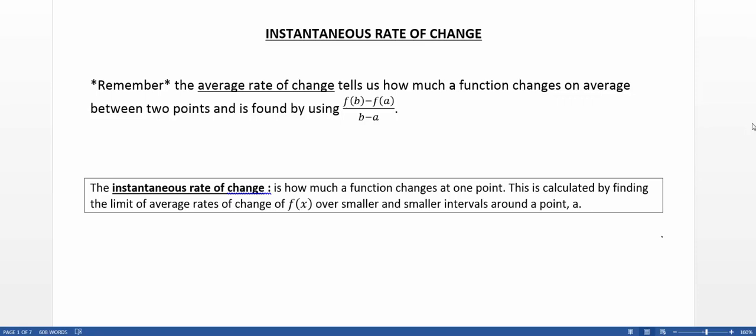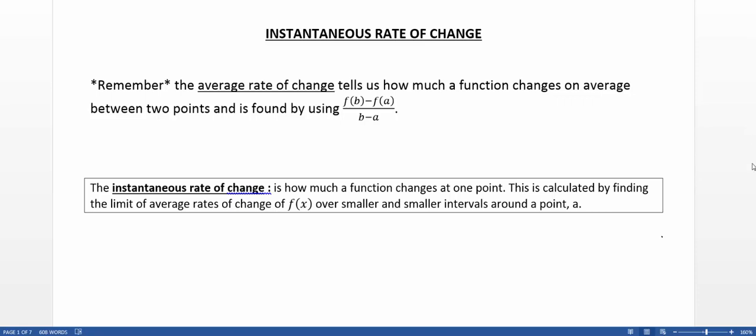We calculate the instantaneous rate of change by finding the limit of average rates of change of f of x over smaller and smaller intervals around a point A. So what that means is we want to look at a specific point that we're interested in. We're going to look at the average rate of change near that point, and we're going to see what the average rates of change are approaching as we get closer and closer to A. So we're going to look at some visual representations of this, but before we do, let's try to imagine what the difference is between average rate of change and instantaneous rate of change.